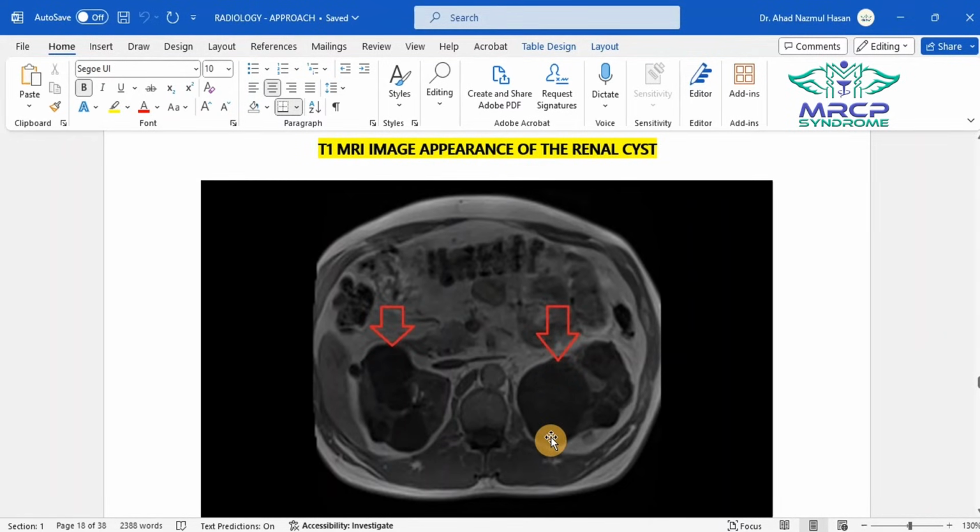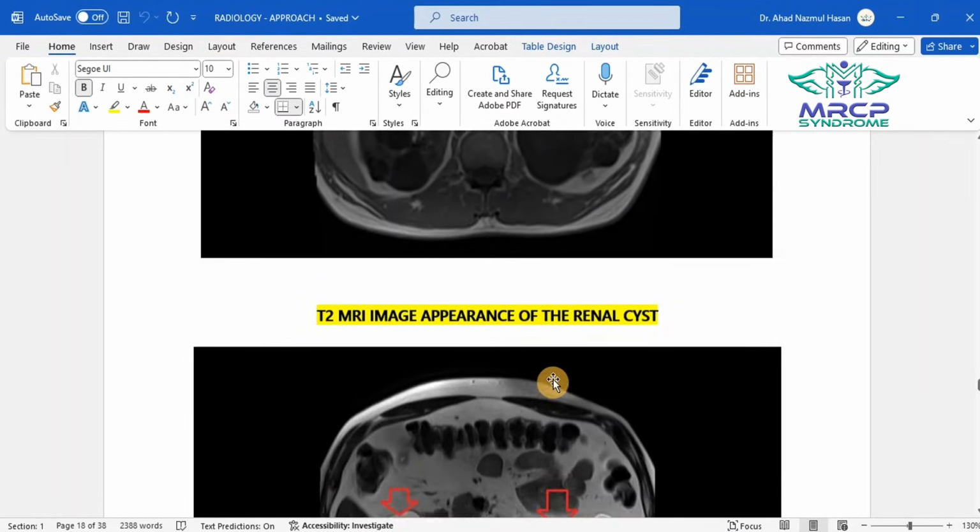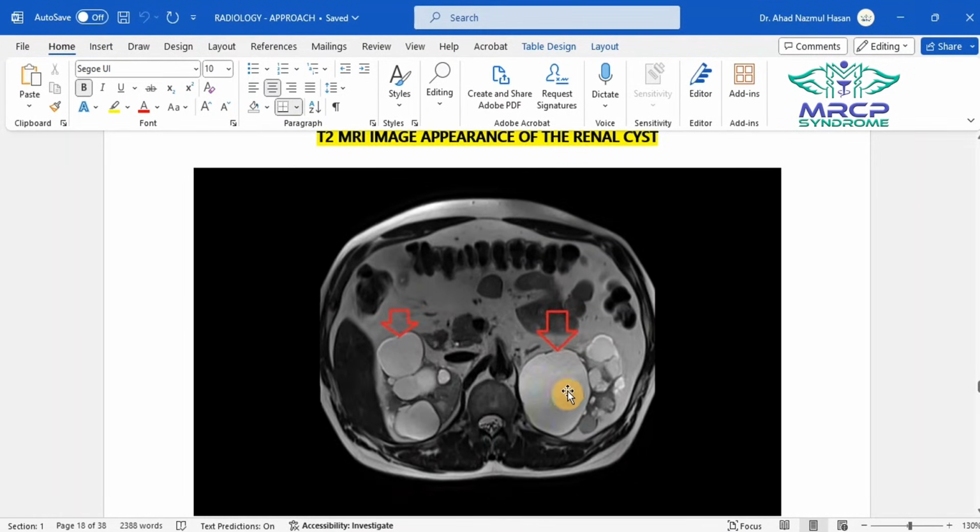So what is this structure? Kidney. Yes, this is the kidney, and the renal cyst is looking dark. So is this T1 or T2? T1. Yes, this is T1. And look here, in case of T2, it will appear hyperintense.